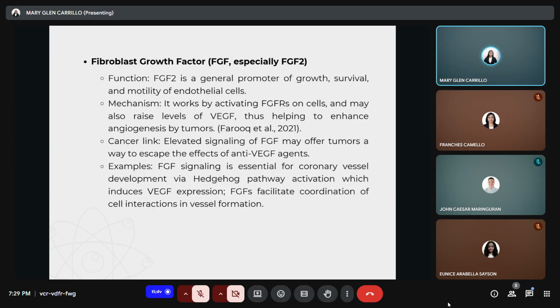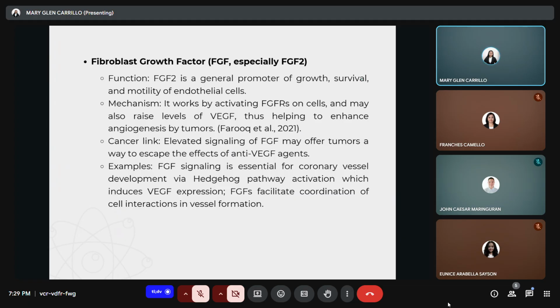So what makes FGF2 even more powerful is that it doesn't just work on its own. It can also increase the levels of VEGF, the master signal for angiogenesis that was discussed earlier. So by boosting VEGF, FGF2 strengthens the overall process of angiogenesis, making tumors even better at building their own blood supply. That is according to Farouk et al., 2021.